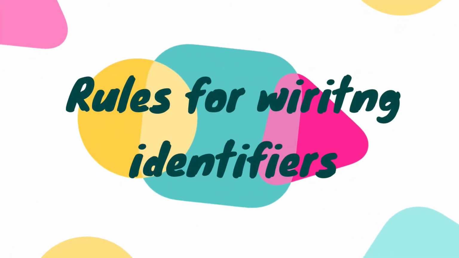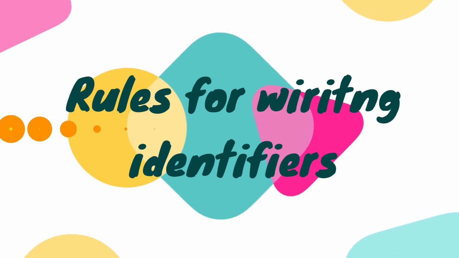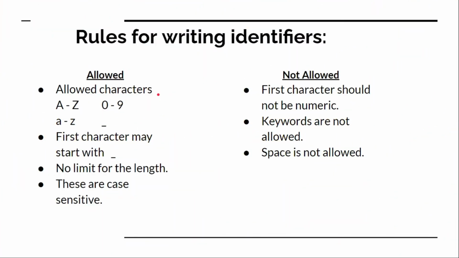In this video we'll see the rules for writing identifiers with examples. So the first rule says that allowed characters are from A to Z in uppercase as well as lowercase. Characters from 0 to 9 all are valid, and an underscore. Except underscore, no special character is allowed.